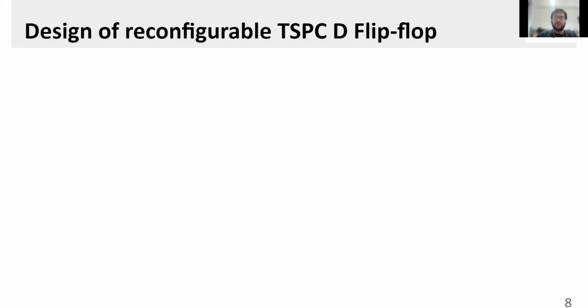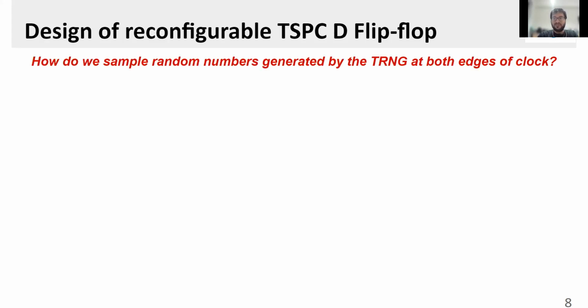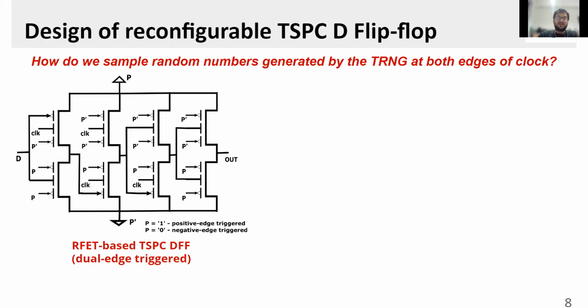Now we see that we have two output bits being generated at each clock cycle. The point is how we can tap these two outputs, and for that we need a flip-flop which can take both the output bits. For that, what we did was take the RFET-based TSPC D flip-flop and make it dual-edge triggered. In this case, for the value of P at VDD and VSS, we can get a negative-edge triggered flip-flop and also a positive-edge triggered flip-flop, for P equal to 0 and 1 respectively.